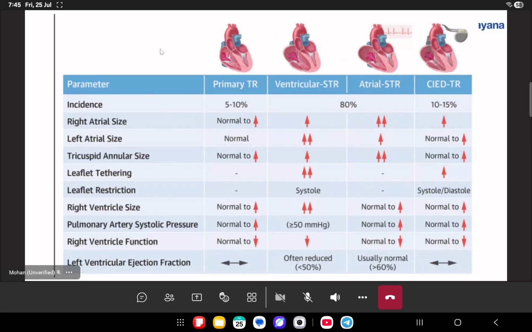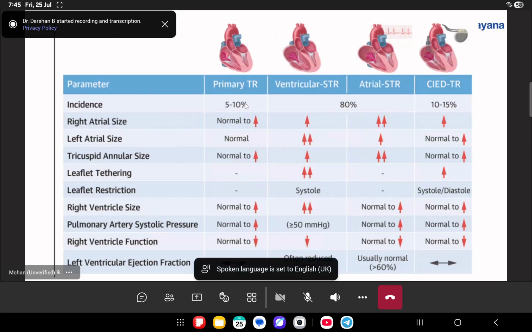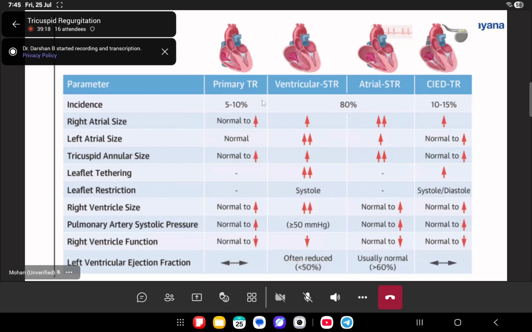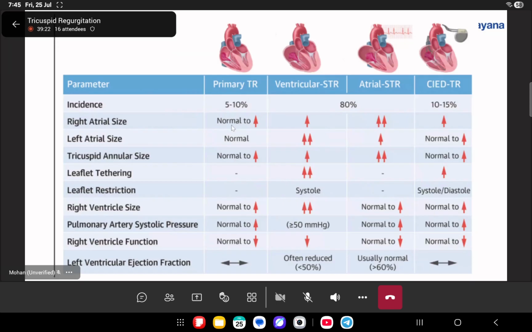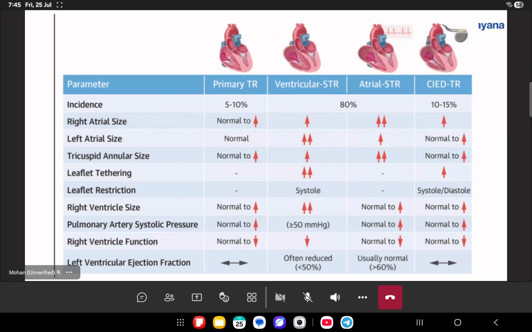So while evaluating, we have to keep in mind these points: primary TR, secondary TR incidence, right atrial size, left atrial size, tricuspid annular size. In comparison to each of these, we can guide the management principles, whether it is repairable or not.